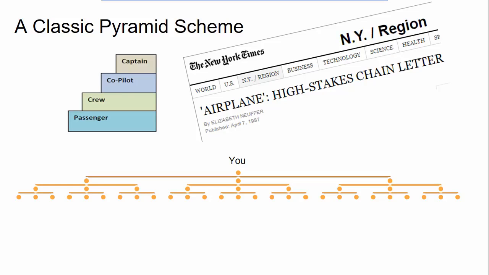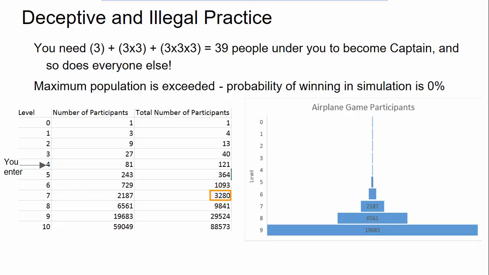Money flows from new recruits up. Keep in mind there are others recruiting at the same time as you. This is considered a deceptive and illegal practice, as nearly all will lose while a few gain. In this case, we had you enter at level 4 as the 41st participant.